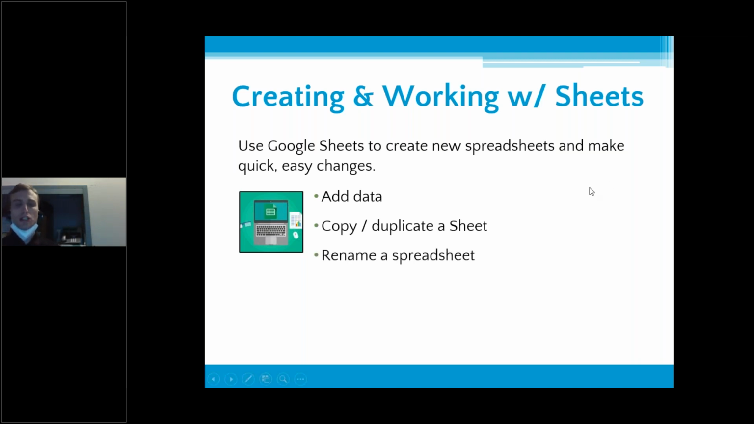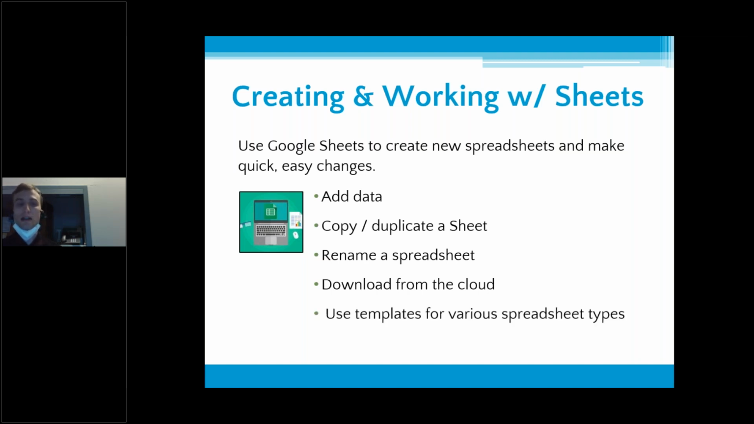You can rename a spreadsheet. You can download it from the cloud, as we mentioned before, and open it in Excel. And you could use templates for various spreadsheet types. Just like Microsoft Office, Google apps like this come with templates as well. And just remember, like in Excel, where we're able to save multiple sheets to one workbook file, Google Sheets allows us to do the same thing.